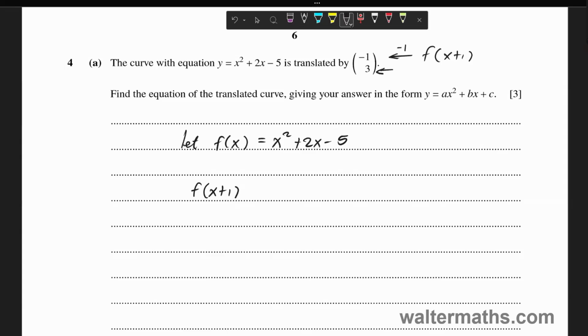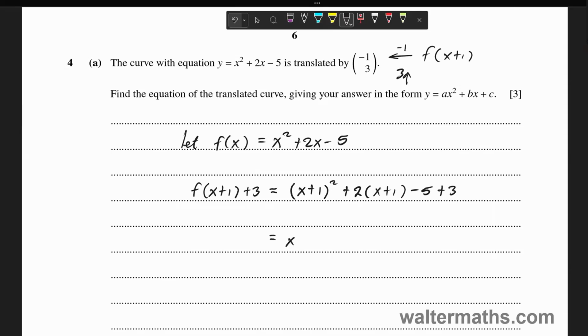The other one represents a vertical translation by 3 units. So it's going up by 3 units, and we write that as plus 3. This is the function notation representing the translations. Therefore, for x we put x plus 1. So that's x plus 1 squared plus 2 of x plus 1. We have the minus 5 already, and plus 3, since we are adding 3 to the function.